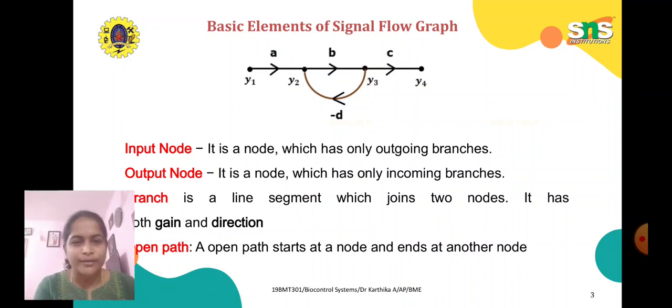Node is a point, we know that very well. Input node is a node which has only outgoing branches. Output node is a node which has only incoming branches. And branch is a line segment which joins two nodes. It has both gain and direction. And open path starts at a node and ends at another node.